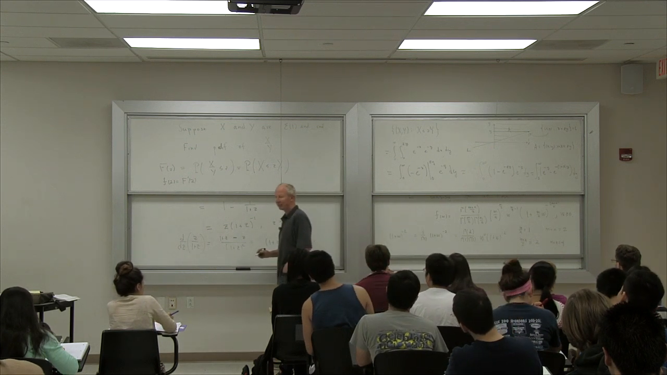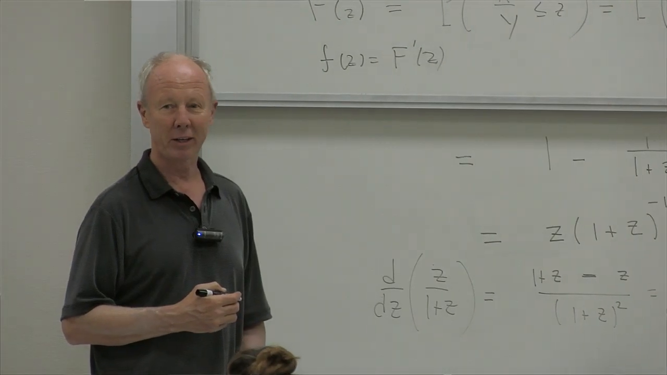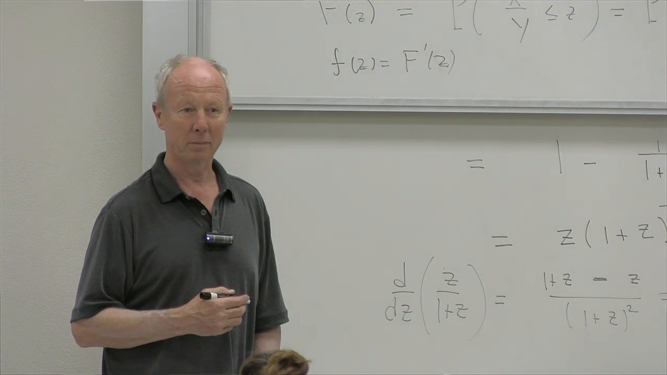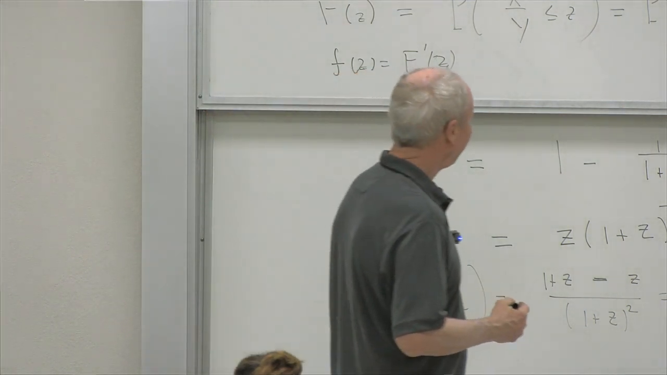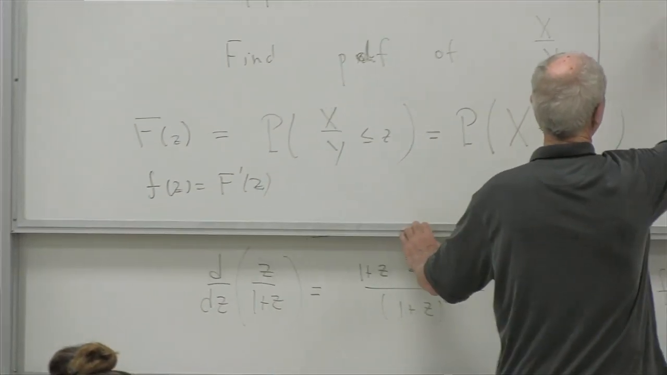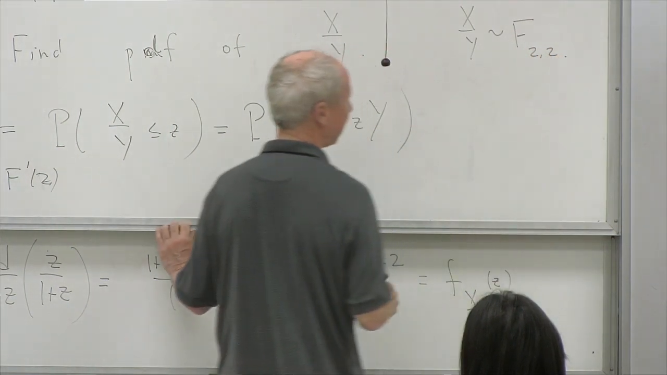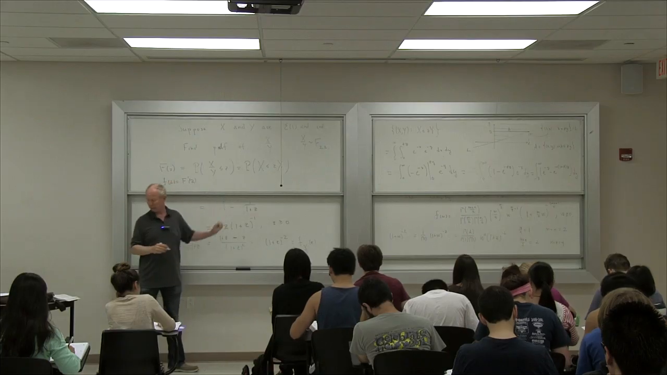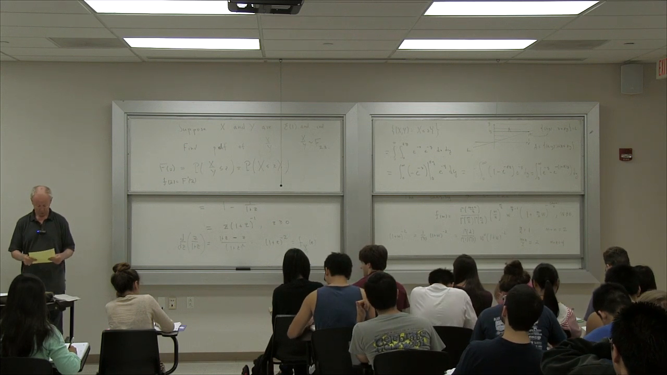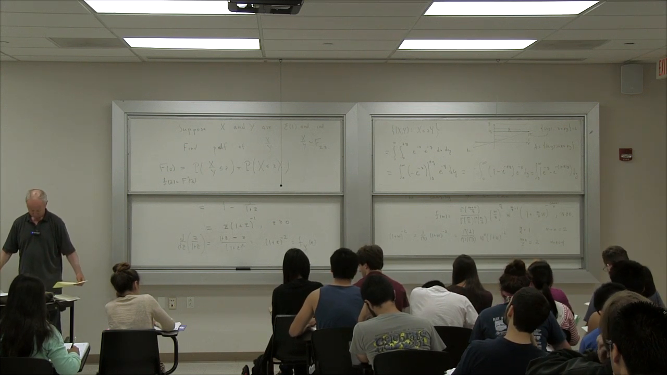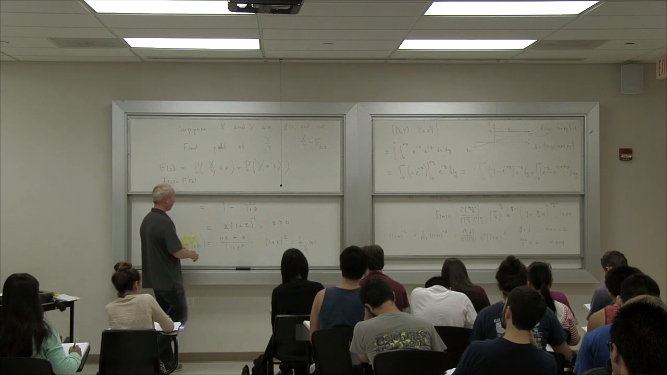Okay, so this ratio is an F with parameters m and n equal to 2. Questions? All right, good.